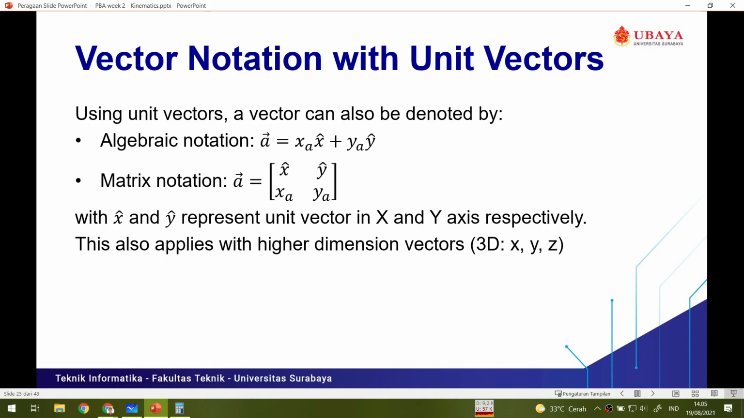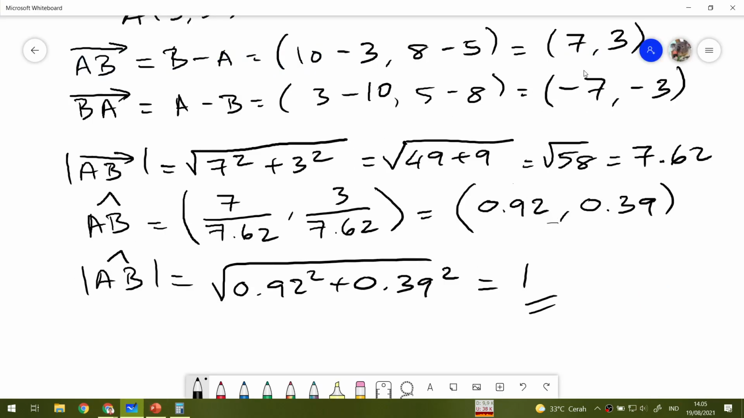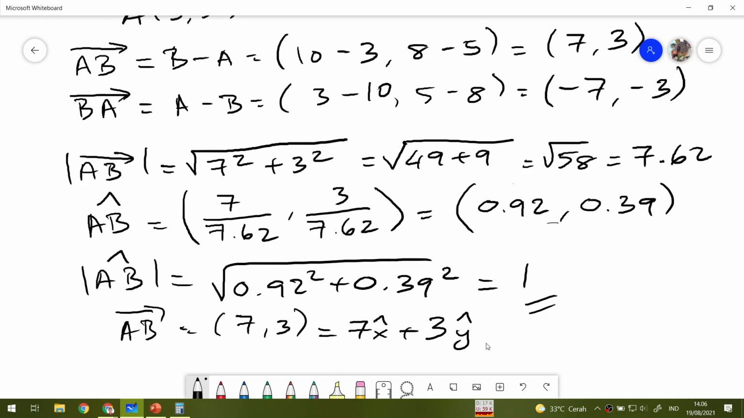So after we know about unit vectors, using unit vectors, a vector can also be denoted or represented by algebraic notation. Something like this: A is xa times x hat plus ya times y hat. So I have this AB vector, which is 7, 3. Instead of 7, 3, I can also write it down as 7x hat plus 3y hat. This one is algebraic notation.